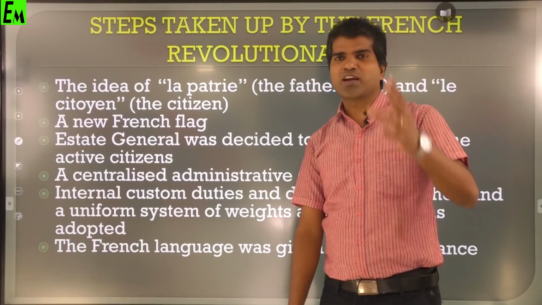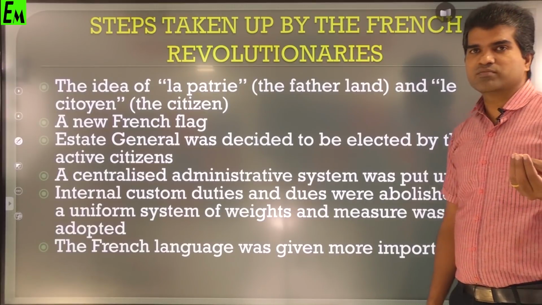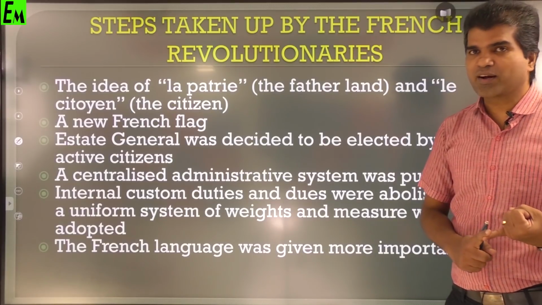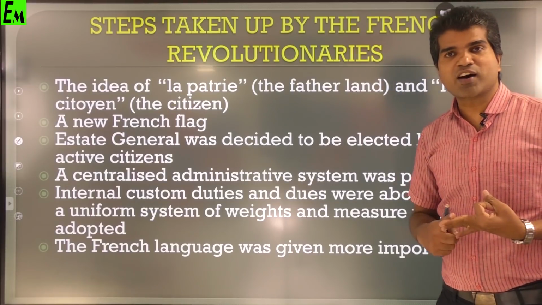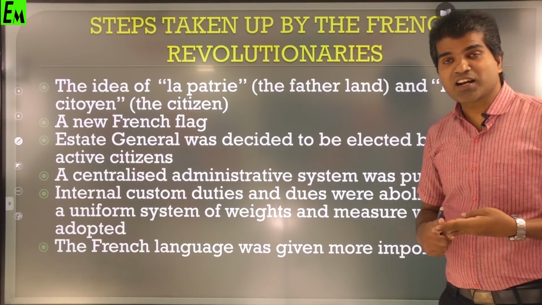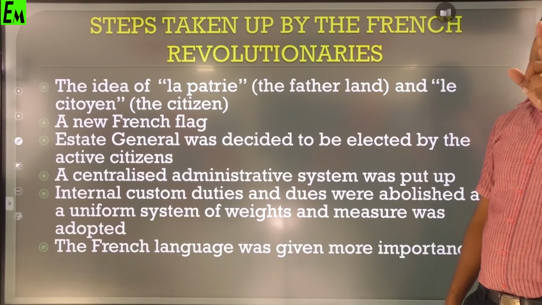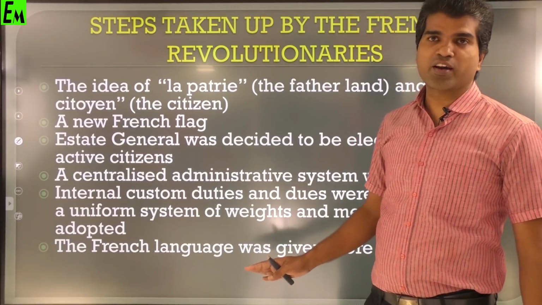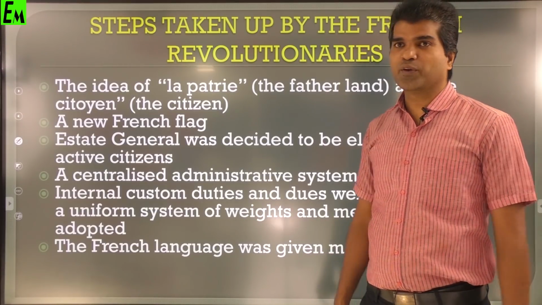Simple thing, you can keep in your mind through some words or points, or you can remember it. First, you have to remember the idea of La Patrie and Les Citoyens. Second, the tricolor flag. Third, the Estates General will be elected only by active citizens, and a centralized administrative system, and a uniform system of weights and measures, and the French language has been given importance. These are the five points. Once you keep the five points with you, it will be easy for you.